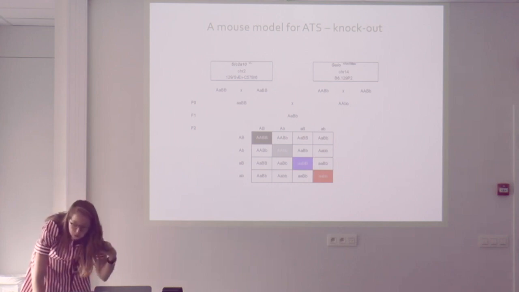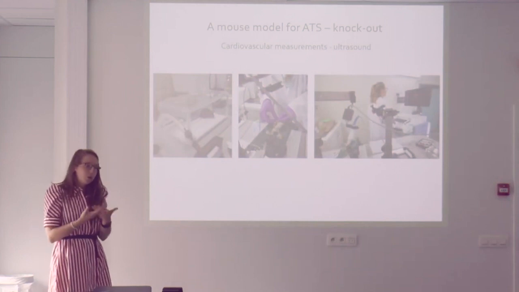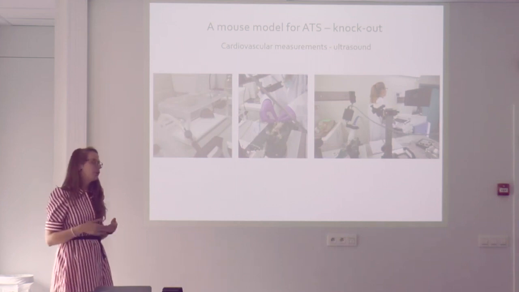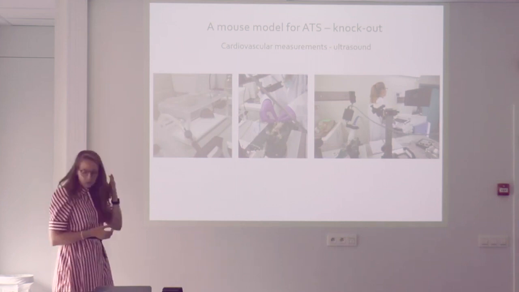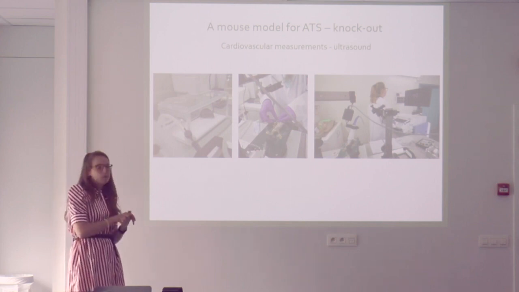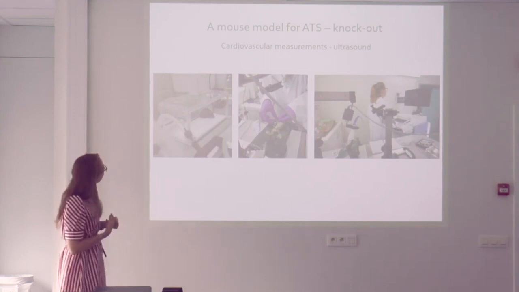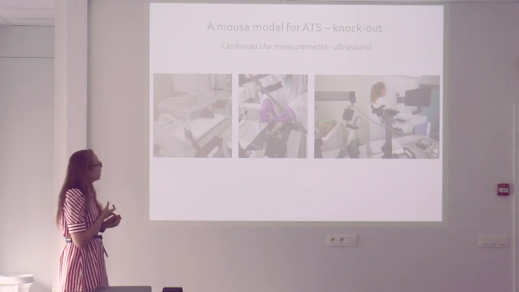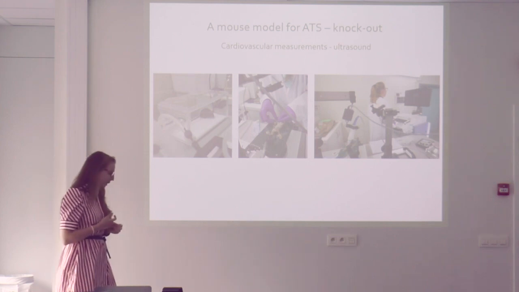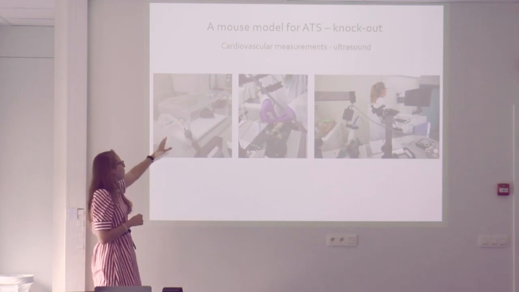So what do we actually do with these mice? First of all, we have to look for a phenotype, so similar features to those found in patients. So we first have to determine, is this model a good model to study ATS? The first thing we do is cardiovascular imaging, because we're looking for aneurysms, stenosis, tortuosity, things like that. The first thing we did was a big ultrasound study. This is actually similar to what's happening in patients, although the first step might be a bit different.